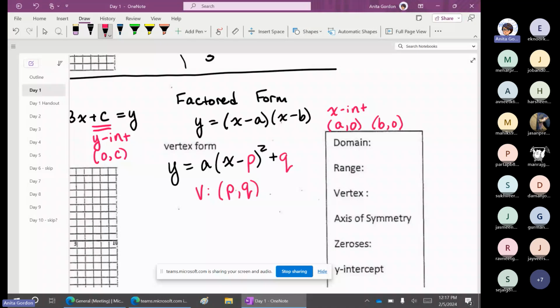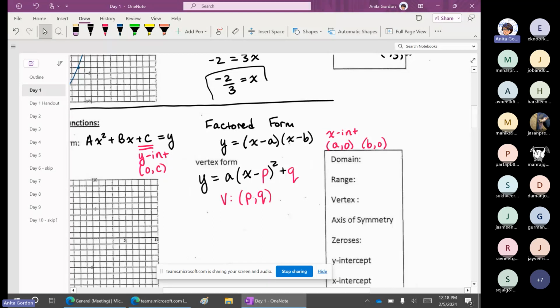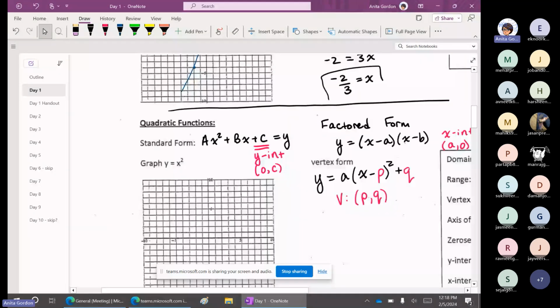So the reason we train you guys to be able to solve and rearrange equations is because if you understand how to rearrange them, you can get all the key points that you need from your different equations. In this case, we have a really basic equation. Here it is, y equals x squared. What do I know about this equation? I know the y-intercept is (0, 0). What about the x-intercept?